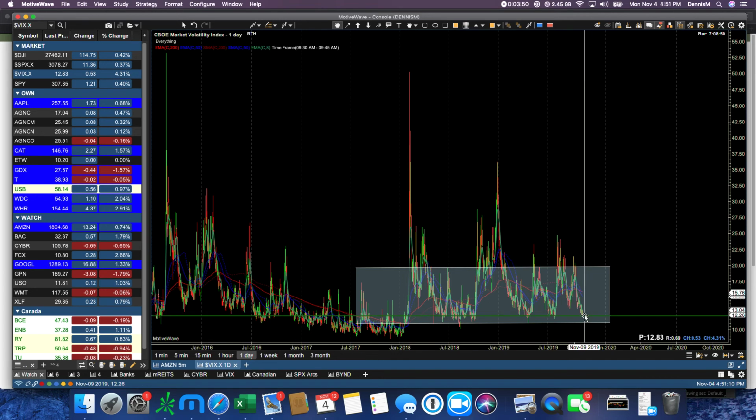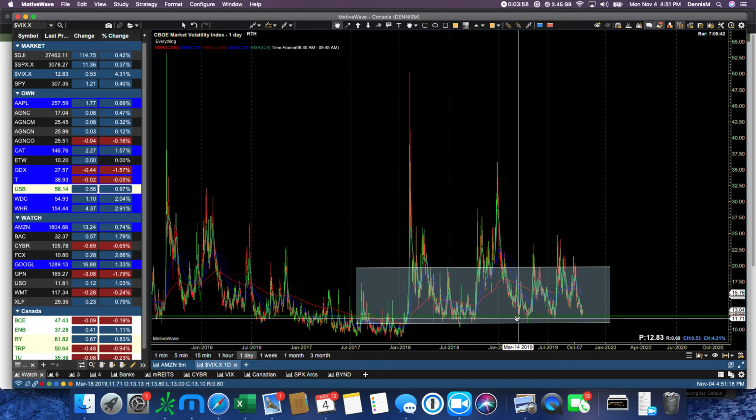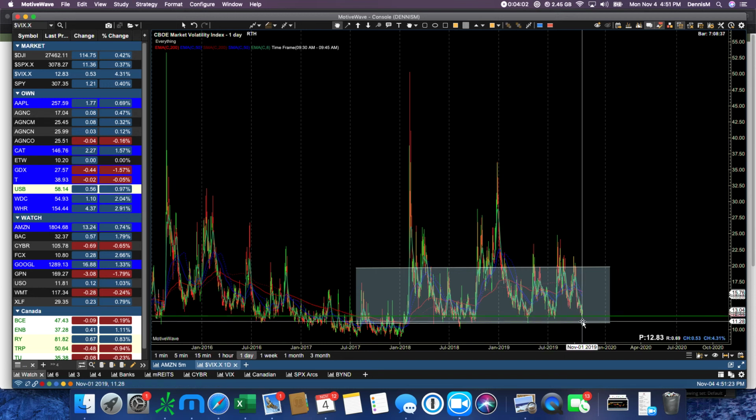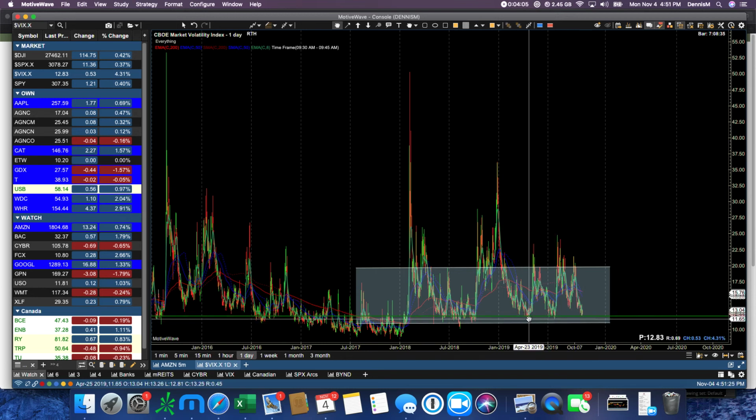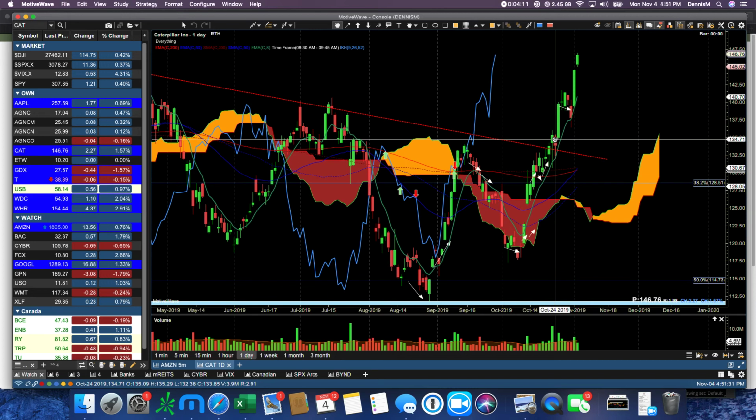When the volatility is low, the market is strong, but we have to be careful because we are at a previous VIX low. In fact, it's been the low. This is the lowest that it's been, with the exception of just a few days, anytime this year. So just be careful. Caterpillar, just going crazy.